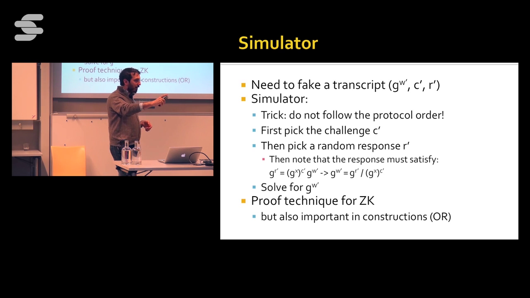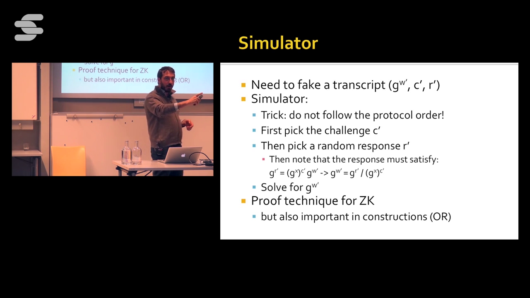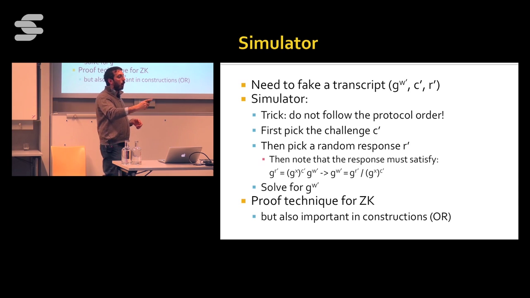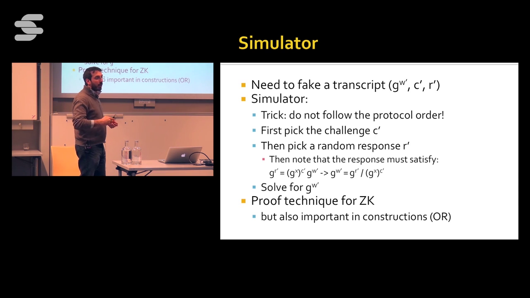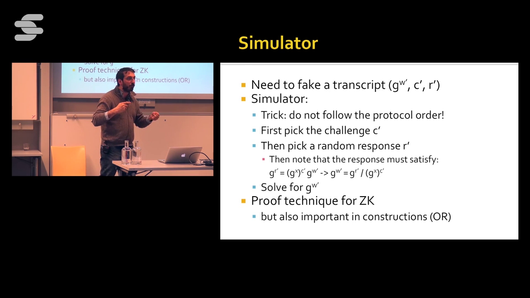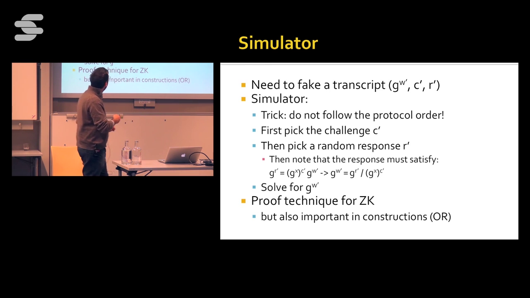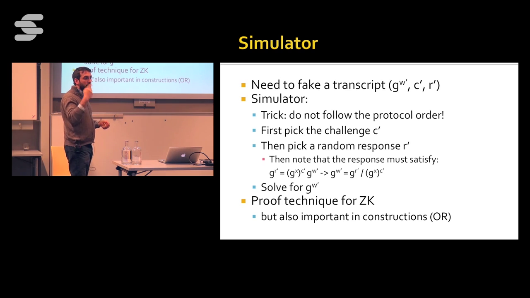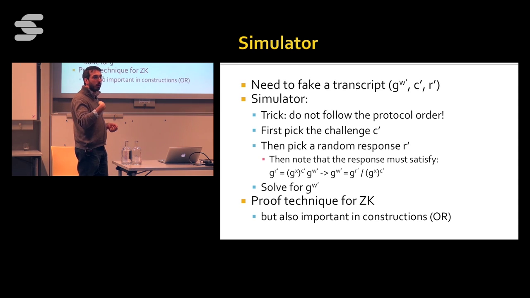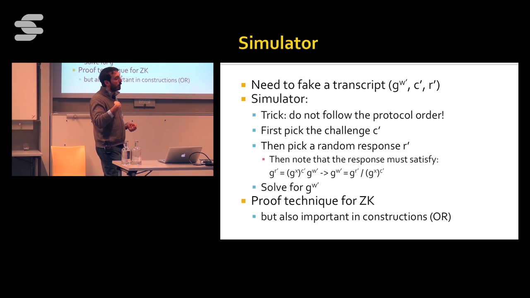Yes, nearly. You're so close. Indeed. So, in order to fake the transcript, I had to violate the arrow of time. Remember the protocol is three messages. First message is G to the W prime. Second message is the challenge. Third message is the response. And the one happens after the other. You don't first send the challenge and then expect the witness.